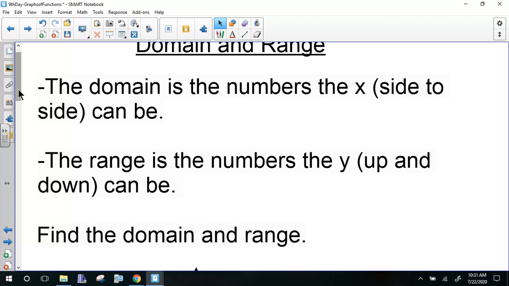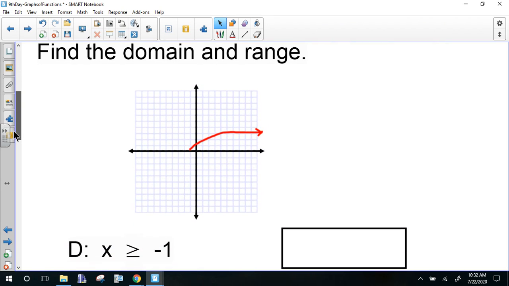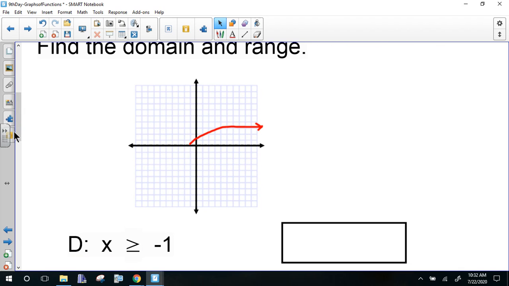Domain and range with graphs. So if you have a graph and you want to find the domain, you're looking at numbers that go side to side, left or right. How far does the graph go to the left? How far does it go to the right? For the range, you're looking at numbers up and down. So how far up does the graph go, or how far down does the graph go? So that's what we're going to be thinking about when we look at domain and range of a graph.